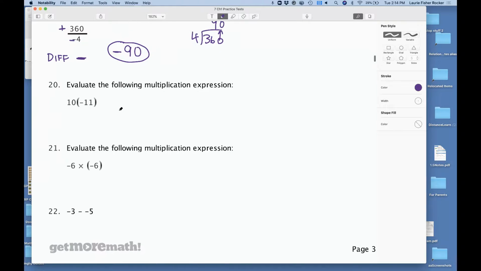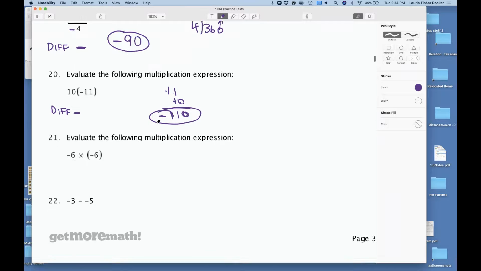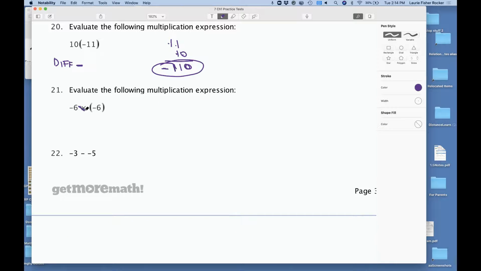Okay, same thing here. I got different signs, so it's going to be negative. So I've got 10. So 11 times 10. I like to leave zeros as holdovers, and then that way just bring it down, and then 1 times 1 is 1. 1 times 1 is 1, so 110. Or just add a 0. Negative, because it was different signs again, right? Multiplication, and we have same sign, so it's going to be positive. And then just 6 times 6, 36, so positive 36.